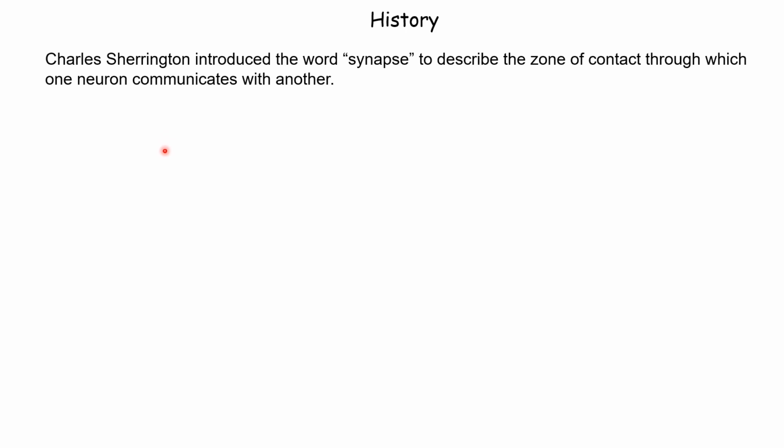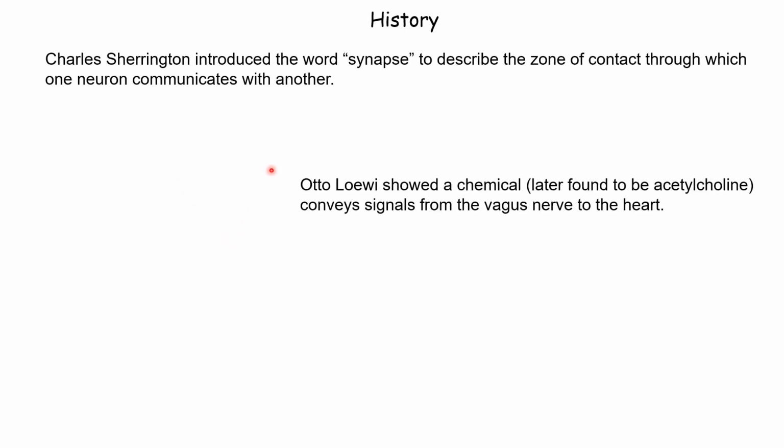So it was not clear how the synapses function, whether the communication was electrical or whether it was in the form of chemicals. That was not clear. And a German scientist, Otto Loewi, later showed that the communication was chemical, at least at the synapse between the vagus nerve and the muscles of the heart.